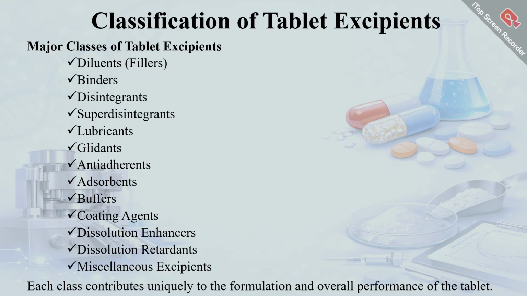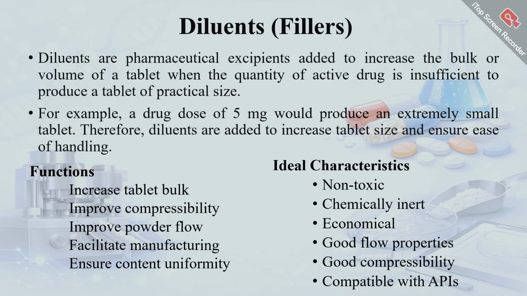Each class will contribute uniquely to the formulation and overall performance of the tablet. Each of these excipients has unique properties. For example, a diluent is useful for maintaining the weight of the tablet. Binders keep all the particles stuck together. Disintegrants are useful for releasing the drug product. Lubricants maintain the flow properties, and coating agents maintain the color of the tablet. So each excipient has its own property. Next, we will discuss in detail all the excipients.